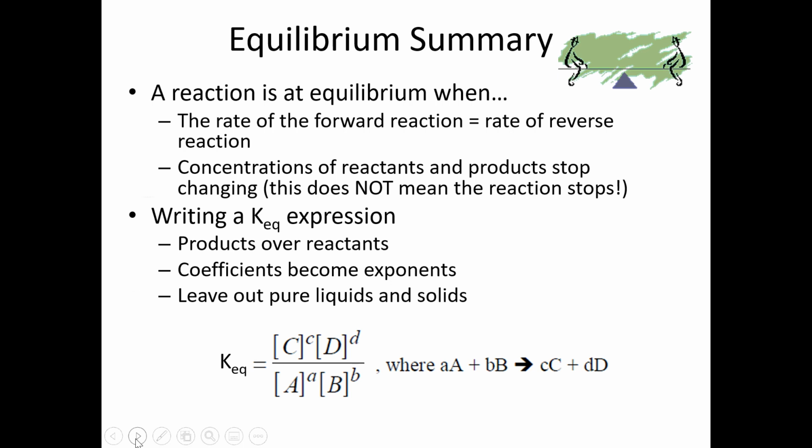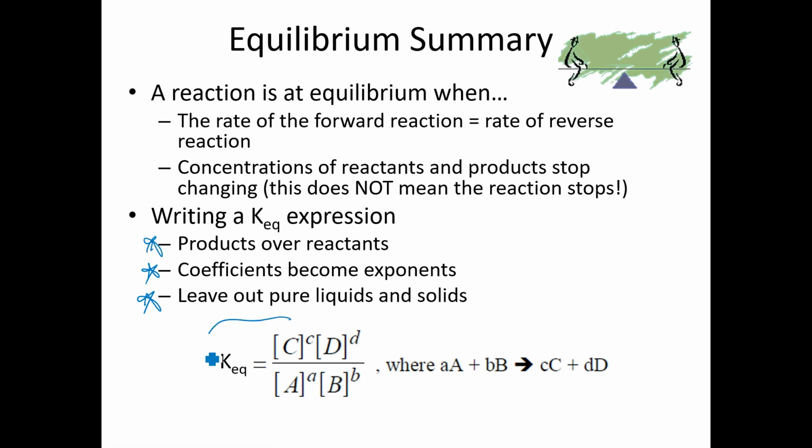As a summary here, a reaction is at equilibrium when the rate of the forward reaction equals the rate of the reverse reaction. At that point, the concentrations of reactants and products stop changing. The reaction doesn't stop, but the forward and reverse reactions go at an equal rate, so the amounts stop changing. And when you write a K expression, here are the things I always think about. It's products over reactants, coefficients become exponents, and leave out pure liquids and solids. Those are your 3 things to think about when writing a K expression.